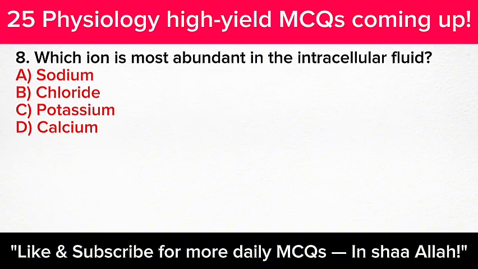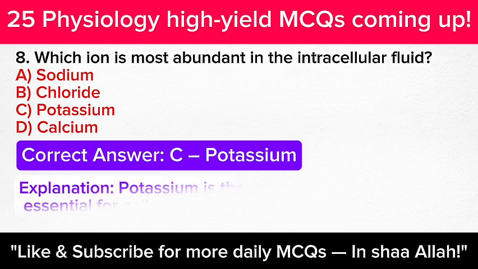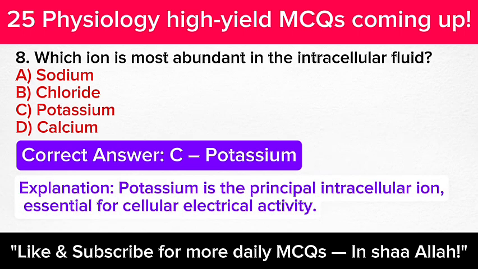8. Which ion is most abundant in the intracellular fluid? A. Sodium. B. Chloride. C. Potassium. D. Calcium. Correct answer, C. Potassium. Explanation. Potassium is the principal intracellular ion, essential for cellular electrical activity.